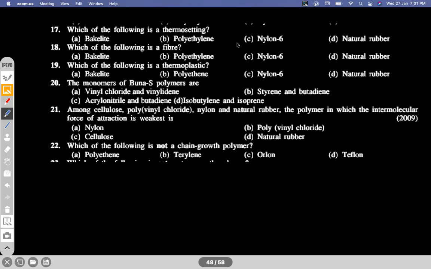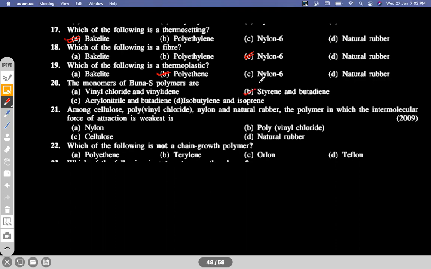Okay. Following the thermosetting polymers. Thermosetting polymer is bakelite. Which of the following is a fiber? Nylon 6. The example of thermoplastic, bakelite, obviously we do not have. Can we have it as polythene? Yes, thermoplastic is polythene. The monomers of Buna-S, we have discussed, are butadiene and styrene, right? Butadiene and styrene. Option B.